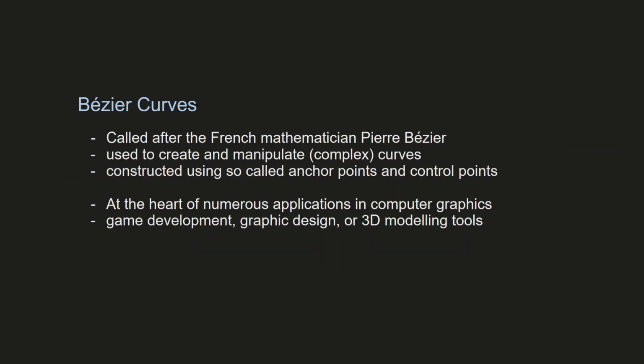Bézier curves, as they are called after the French mathematician Pierre Bézier, are mathematical functions that are used to create and manipulate complex curves. They are constructed using so-called anchor points and control points. Bézier functions provide a way to interpolate between the control points, enabling us to define complex curves and paths with precise control. Bézier curves are at the heart of numerous applications in computer graphics to create smooth and visually appealing shapes, paths, and animations. They offer a powerful and intuitive way to manipulate graphical elements.